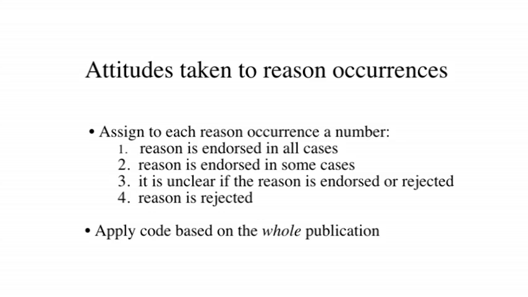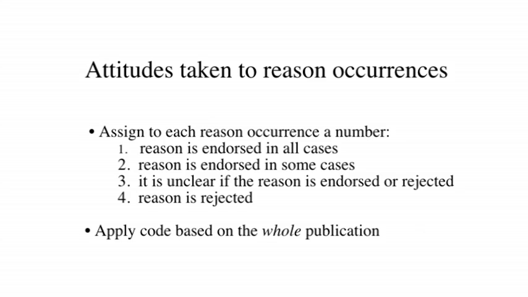The systematic review should also present information on whether publications that use a reason to argue for a specific conclusion all accept the reason or all reject it, or whether some accept it and some reject it. To enable this, reviewers need to assign a number to a reason occurrence to code the attitude taken to it as follows.